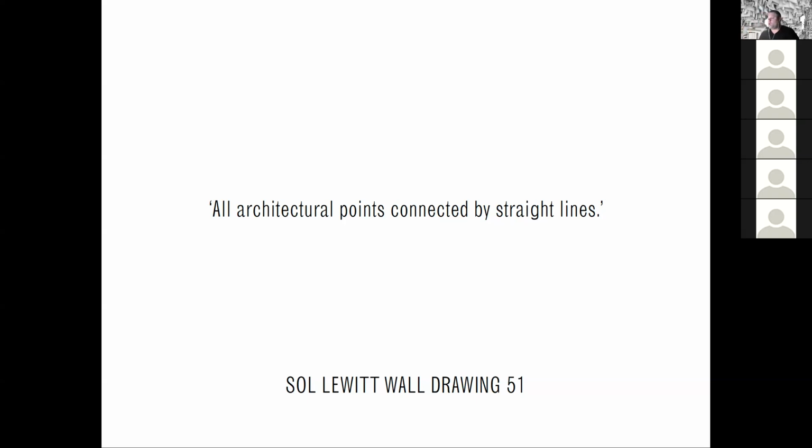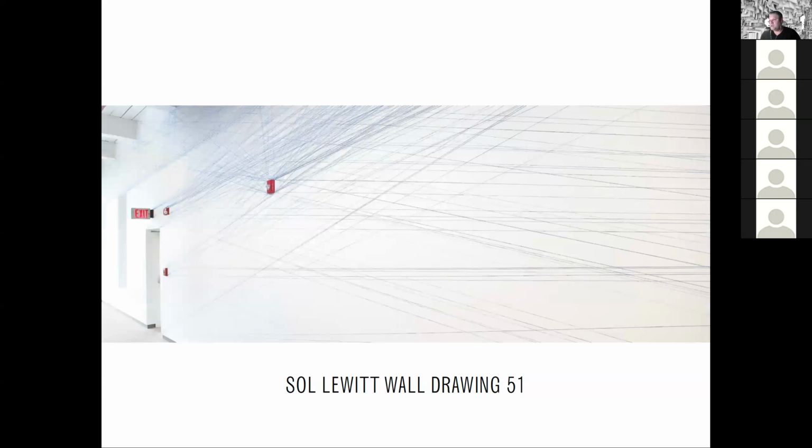For instance, wall drawing number 51 by LeWitt has this simplest set of instructions: all architectural points connected by straight lines. If you go to a museum wall with wall drawing number 51, it might look like this, where they take a chalk line, you can see the blue chalk lines, and then they connect. Let me see if I can get my Zoom annotate tools up here. Here we go. I'll just draw on the screen for a moment.